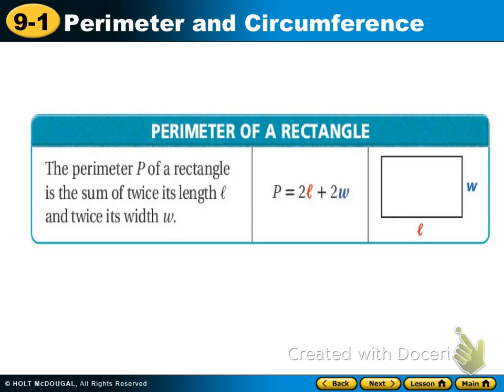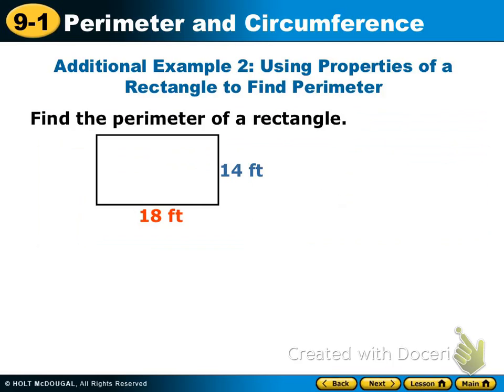You can also use a formula for a rectangle specifically. Because two of your sides are congruent, and you know we use our tick marks for congruence. So because this side is equal to this side, and this side is equal to this side, then we can use 2 times the length plus 2 times the width, which is the same thing as adding length plus length, which is 2 times the length, and width plus width. Let's take a look at an example. We have 18 feet as the length and 14 feet as the width. We're going to find the perimeter of this rectangle.